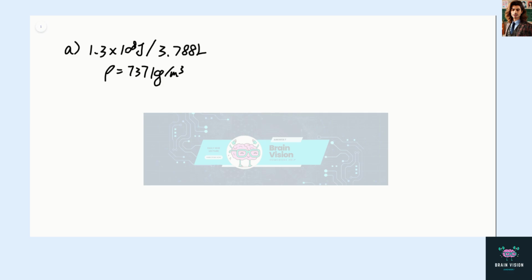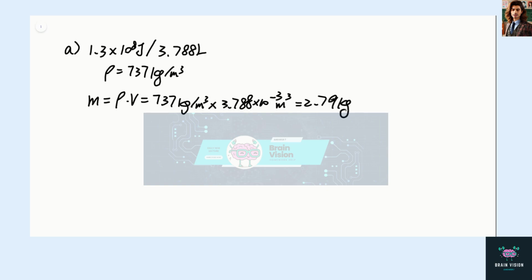So it's really just unit conversion. So for part A, for each 1 gallon, the mass equals rho times V equals 737 kilogram per meter cube times a gallon, which is 3.788 times 10 to the negative 3 meter cube. So this is 2.79 kilogram. And then we know that this amount of fuel will produce 1.3 times 10 to the 8th joule.